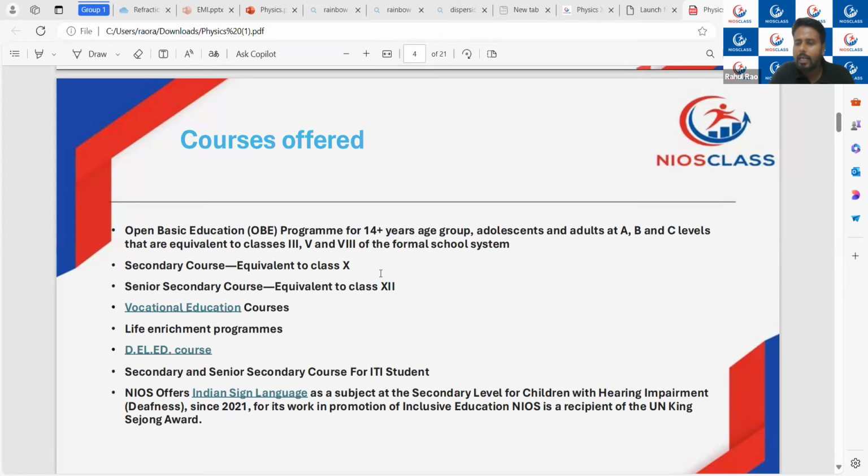And NIOS is organizing the exam. There are two kinds of programs here. The first exam is called the on-demand exam. The second exam is called the public exam. Correct.